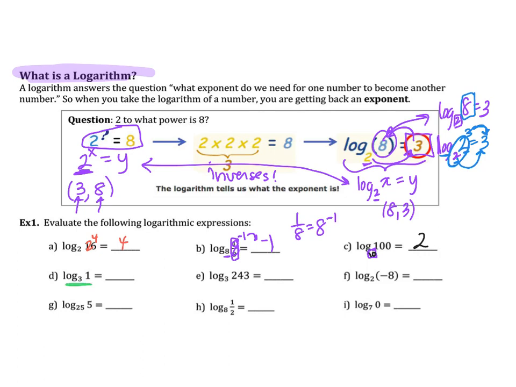Letter D, 3 to what power will give me 1? Well, the only time you can get 1 is if you take something to the power of 0. So 3 to the power of 0 equals 1. Okay, why don't you pause here and try the rest of them on your own and see how you do.